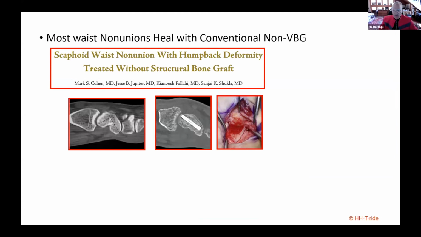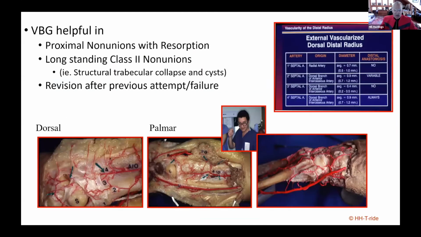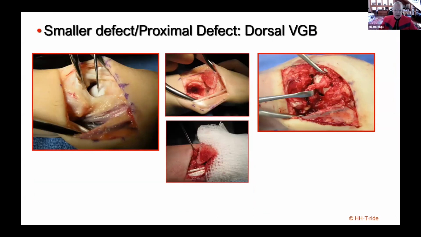Next, Marco. Most of the waist non-unions can be handled with non-vascularized bone graft, either cancellous or, if you need some stability, vascular, cortical cancellous. Vascular really for those non-unions with marked resorption, proximally, long-standing ones, and revision after previous attempts. Next. Failures mostly related to smoking.